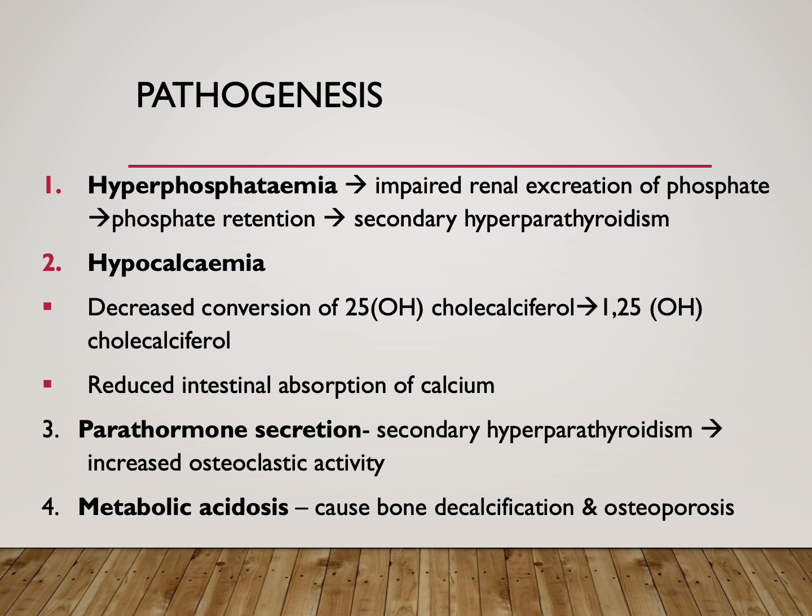As I have already told you, whenever there is increased osteoclastic activity, that will lead to active bone resorption. So this parathormone secretion due to secondary hyperparathyroidism will lead to increased osteoclastic activity, which will eventually lead to increased bone resorption. So the bones will become weak and there is a very high chance of fracture. Then fourth is metabolic acidosis. This causes bone decalcification and osteoporosis.